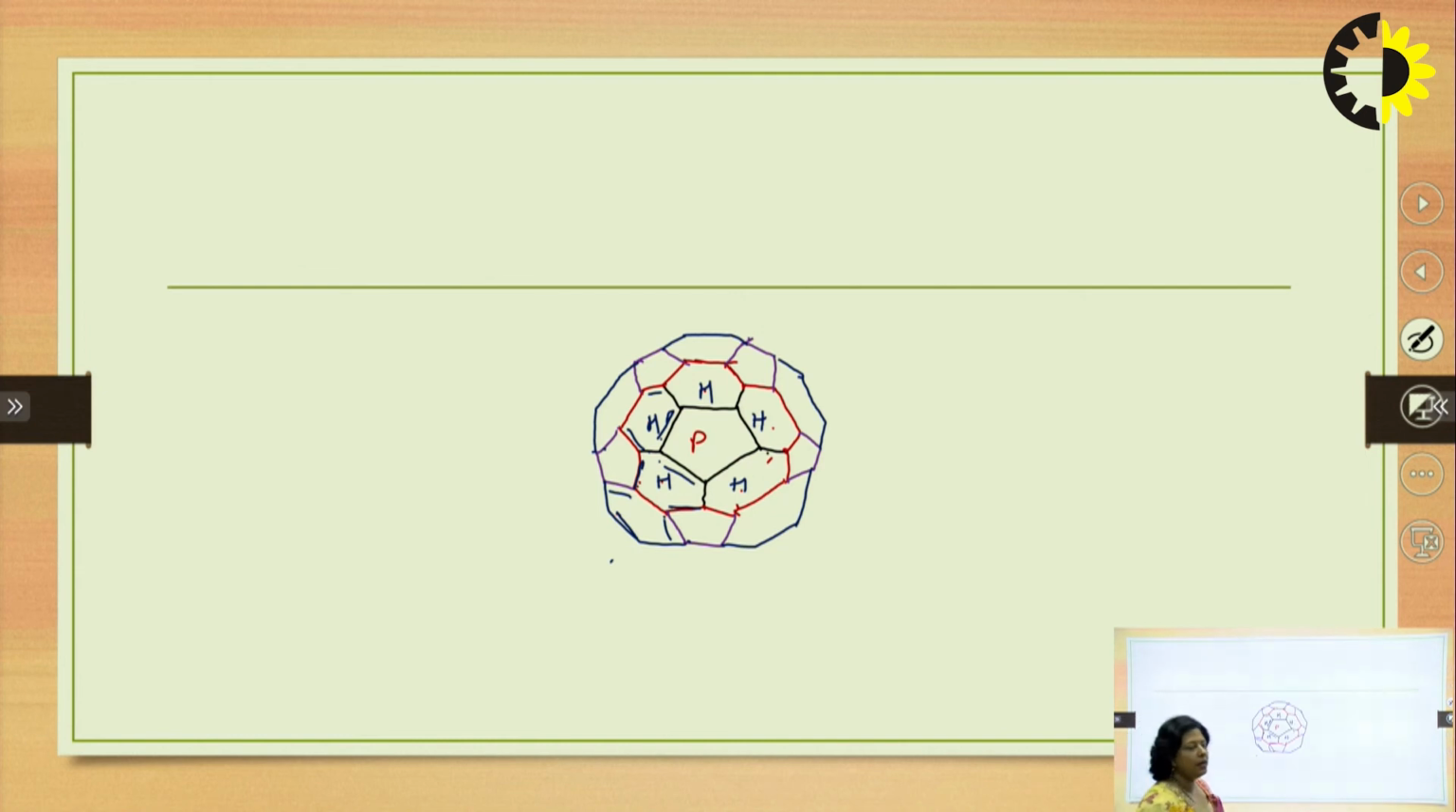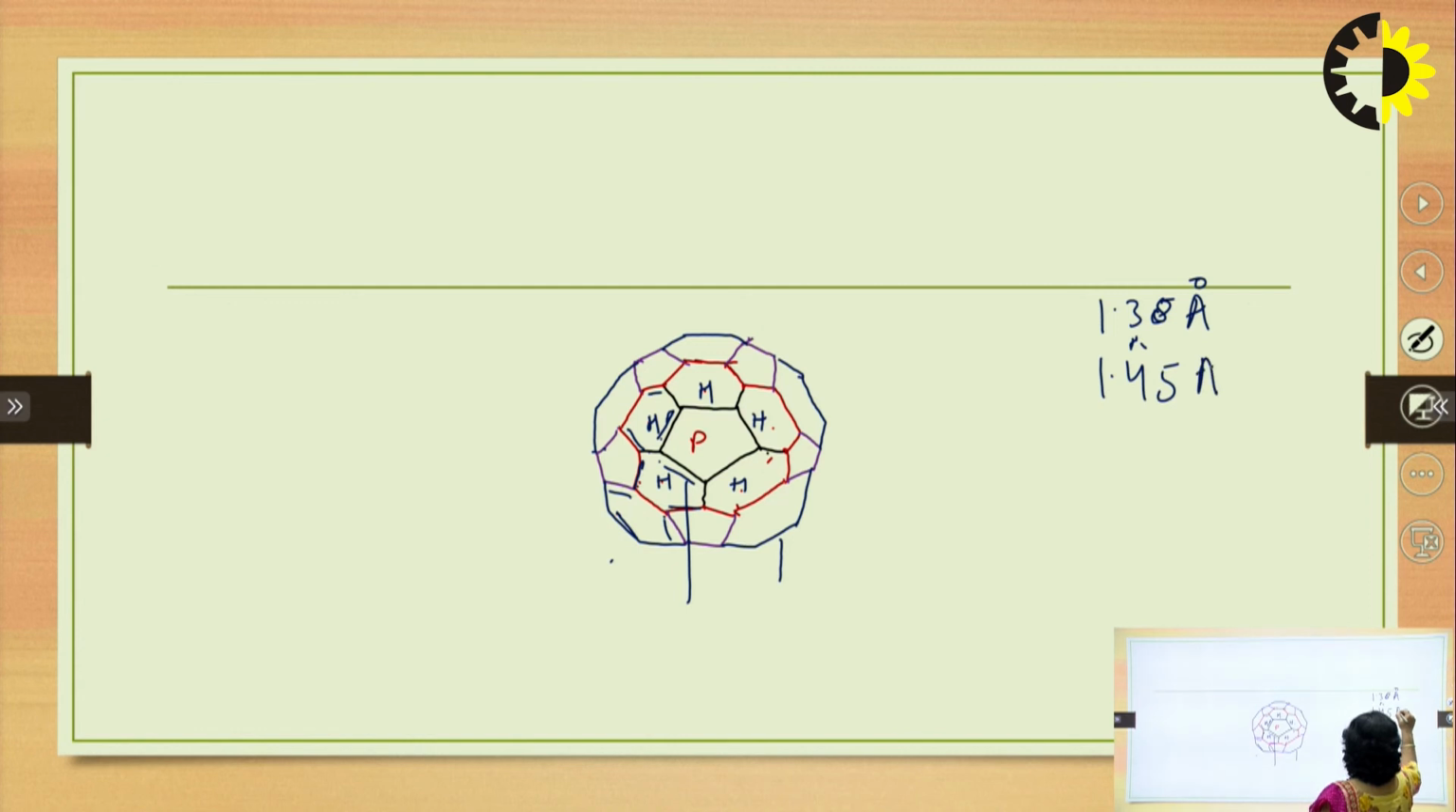What are the important parts of the fullerene? In fullerene, this double bond distance is 1.35. The single bond distance is 1.45 Angstrom, the carbon-carbon single bond, which is slightly larger. The double bond is 1.38.